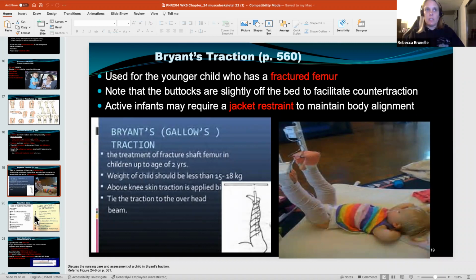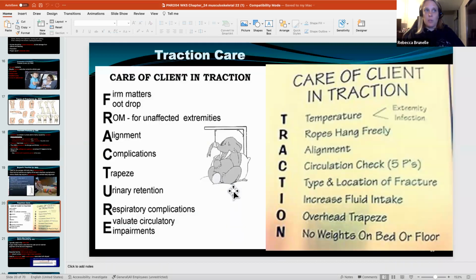So regardless of what type of traction, and we're going to get into a couple different types of traction, there are certain things that you're going to be doing as a nurse. You want to make sure you're doing range of motion exercises on the unaffected limb. You want to make sure that the bone is aligned the way it's supposed to be, and that you're monitoring for complications. If they're old enough, you should have a trapeze. You're not going to put a trapeze in a 2-year-old's bed, but they should have a trapeze so they can reposition themselves in the bed.